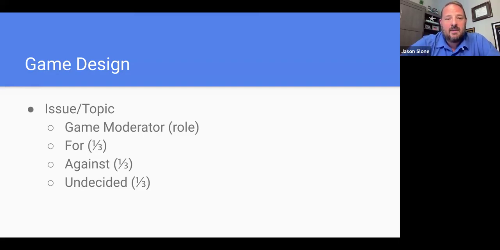And then the goal of the game is for the for and the against teams to convince the undecideds to vote one way or the other. And so typically at the end of the game the moderator will take a vote. And of course, all the fors will vote for and all the against will vote against. So however many undecideds vote for or against, that team is going to win. So that's a typical game design.